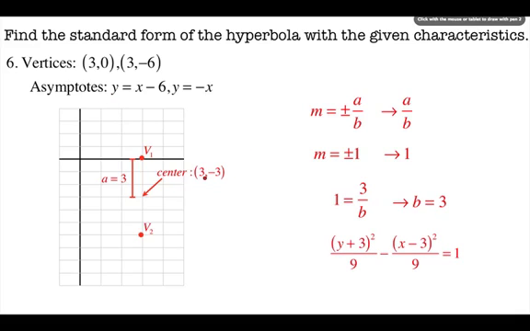This is my center. Plug it in, and then my A is 3, my B is also 3, so that's why this is my answer to number 6. Let's go to the next slide.